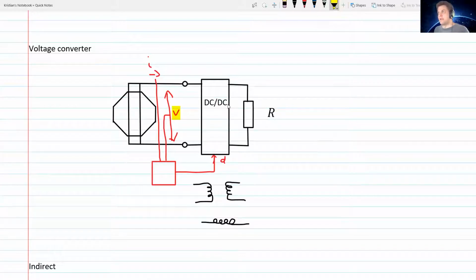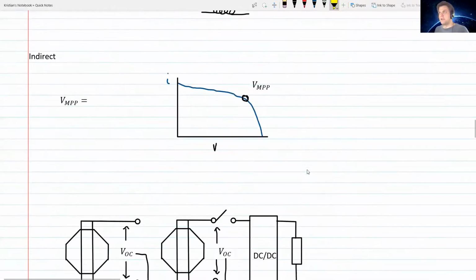Direct methods, on the other hand, use measurements of both the current and the voltage to measure the power directly and then perform a search to determine where the peak power occurs. We'll first look at indirect methods.